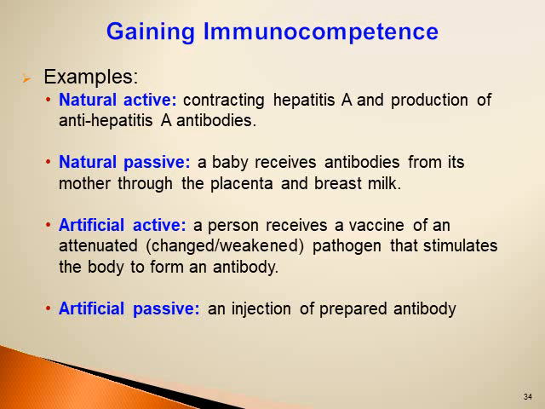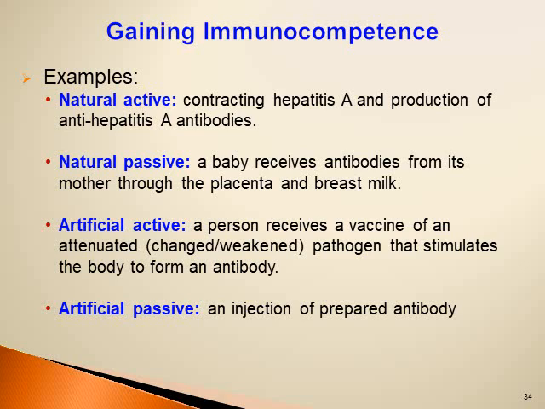Natural passive: we said that antibodies of the IgG class can pass through the placenta. So a baby receives antibodies from his or her mother through the placenta, and this is IgG, and through breast milk, which is IgA. We said the IgA is present in body secretions, including breast milk.